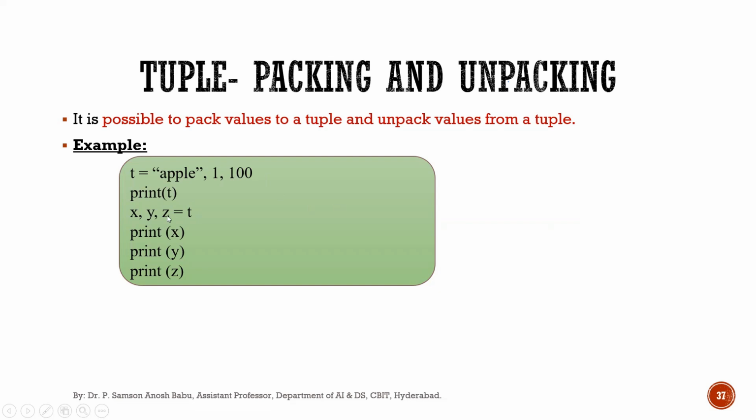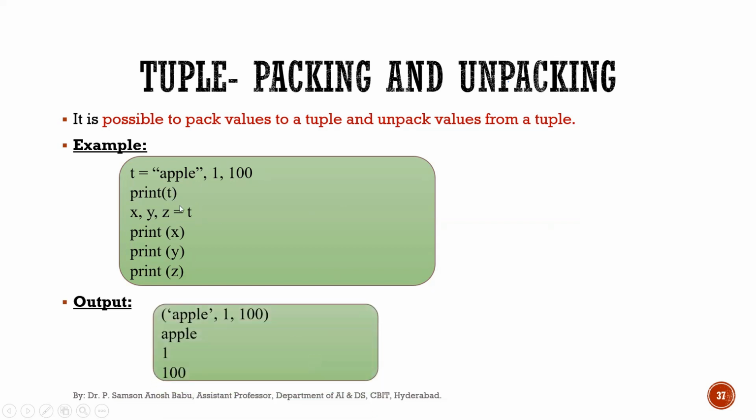And if you want to unpack the elements, these 3 elements are there. You would like to store these 3 elements in different variables, that is x, y, and z. We have to write x comma y comma z equals t. Then the first element will go to x, the second element will go to y, and the third element will be stored in z. In the output, we can see the first print of t printed the tuple apple, 1, comma 100, and next print of x printed apple, print of y gave 1 as output, and print of z gave 100 as the output.